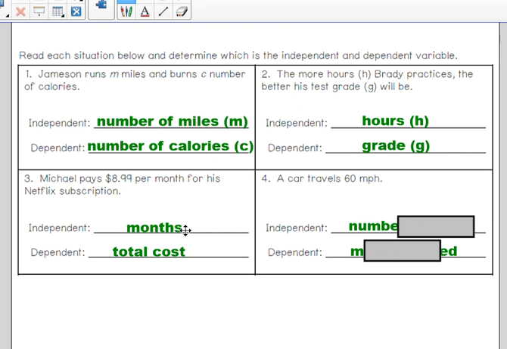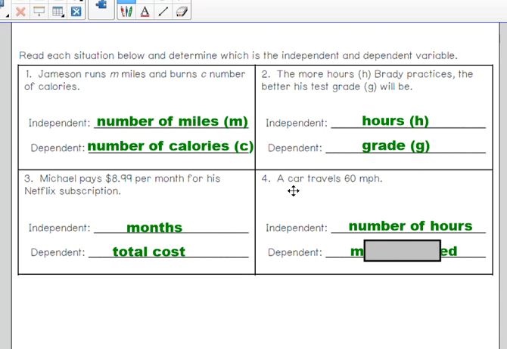Number 4, a car travels 60 miles per hour. Now, this is a very short sentence. You might not even really see your two variables, but if you break down this right here, miles per hour, a car travels 60 miles per hour. Now we have some information that we can work with, and our IV would be the number of hours we're driving 60 miles, okay? So again, a measure of time, okay?